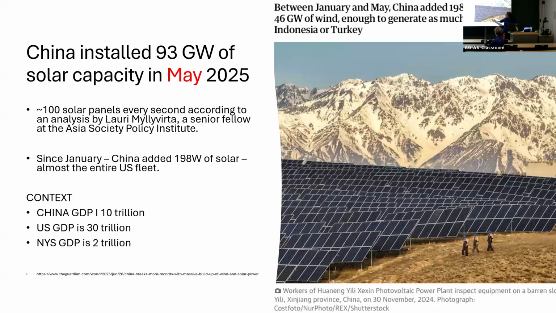And then just to give you some context, China's GDP is 10 trillion, the US GDP is 30 trillion, and New York State's GDP is 2 trillion. There are certainly ways in which I feel that our state could do a great job on thinking about this. China is making other kinds of decisions than we are currently making, whether it's a parking lot or something like this, right? I just wanted to put that in there.